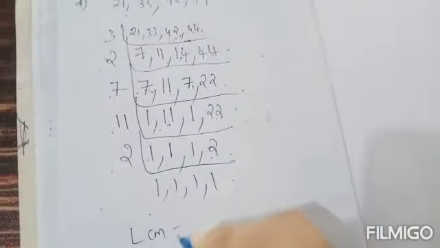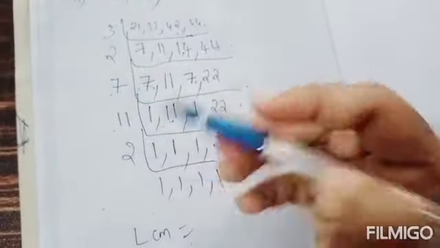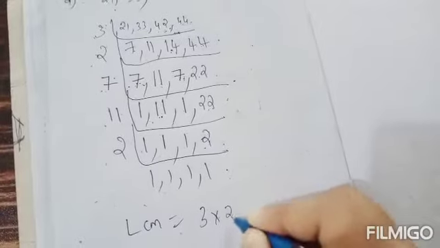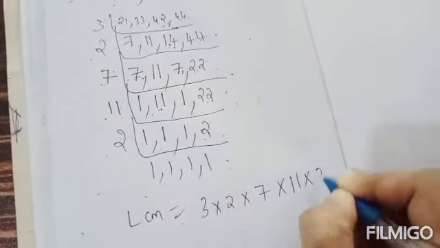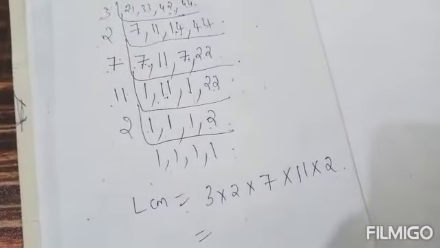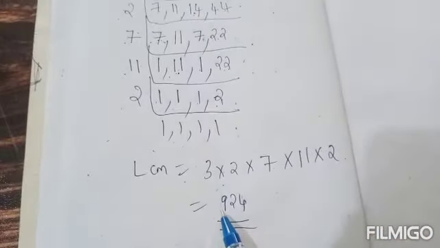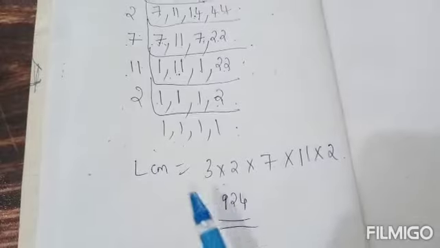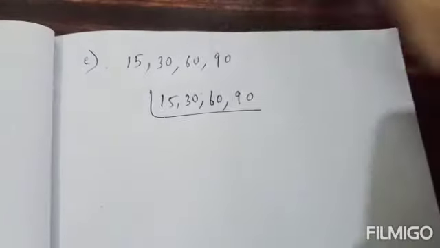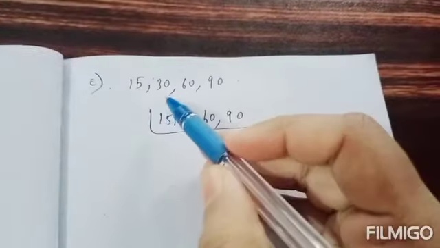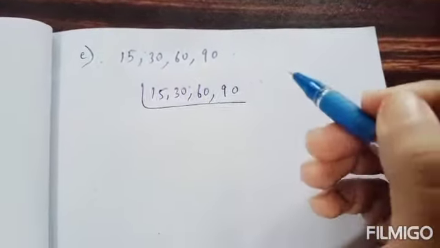So what will be the LCM? LCM equal to 3 into 2 into 7 into 11 into 2. So 924 you will get. So the LCM is 924.